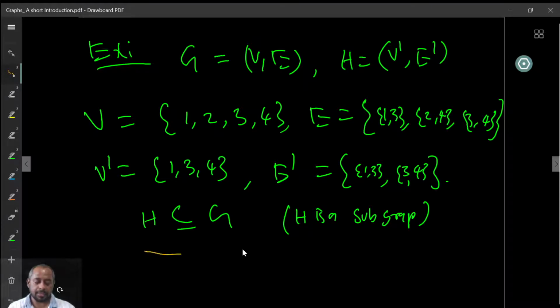We usually write it using the subset symbol. So H is a subgraph. H is a subgraph.